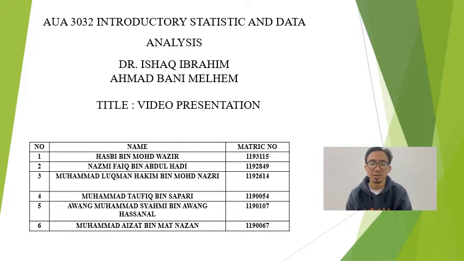Our group consists of 6 members. The first one is Hasbi bin Muhammad Wazir. The second one is Nazmi Faik bin Abdul Hadi. The third one is Muhammad Luqman Hakim bin Muhammad Nazir. The fourth one is Muhammad Taufik bin Safari. The fifth one is me, Muhammad Syahri bin Awang Hasanal. And the sixth one is Muhammad Aizad bin Mat Nazal.